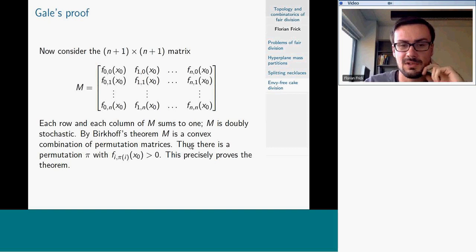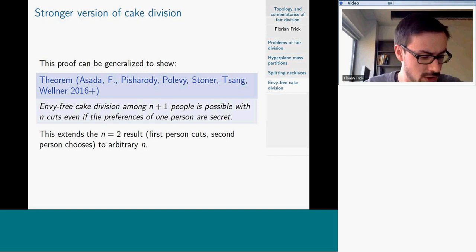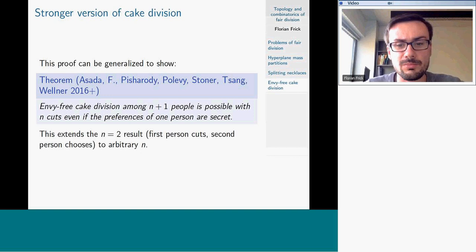So again, this is Gale's proof. And actually, you can generalize this to show that a division among n plus one people is possible with n cuts if the preferences of one person are secret. So again, in the case of two people, one person cuts, and the first person doesn't know what the preferences of the second person are, but the division is possible, right? This theorem precisely generalizes this to more people, where the preferences of one person are completely unknown.